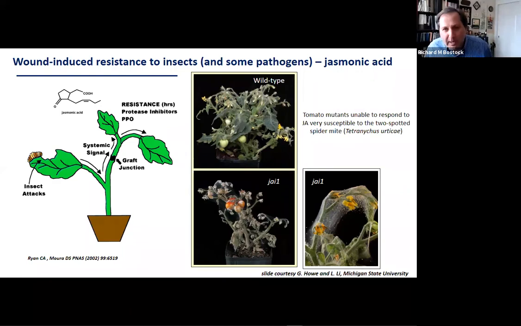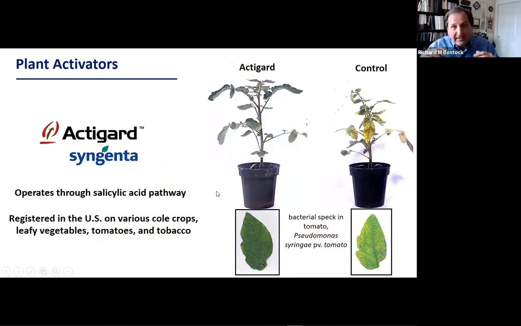And the same with jasmonic acid. You can make plants that can't respond to jasmonic acid. And you can see, here's the normal plant, which has been challenged by the spider mite, and it looks pretty good. But if you have a plant that can't respond to its own JA, its jasmonic acid, they become super susceptible or super vulnerable to insect attack. So SA, and I'm sorry, I go back and forth between the jargon, but salicylic acid and jasmonic acid are really important as part of the plant's natural defense repertoire, if you will.